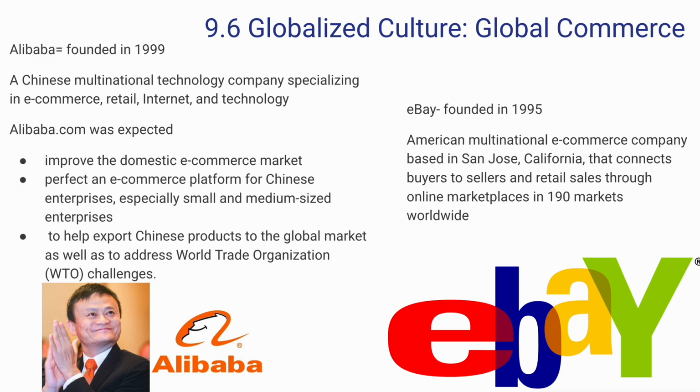So Alibaba was founded in 1999. It's a Chinese multinational technology company specializing in e-commerce, retail, internet, and technology. And Alibaba.com was expected to improve the domestic e-commerce market, perfect an e-commerce platform for Chinese enterprises, especially small and medium-sized enterprises, and to help China export its products to the global market, as well as to address World Trade Organization challenges. Pictured here is Jack Ma.